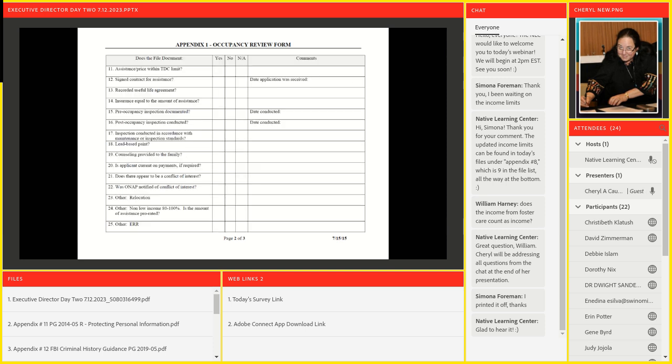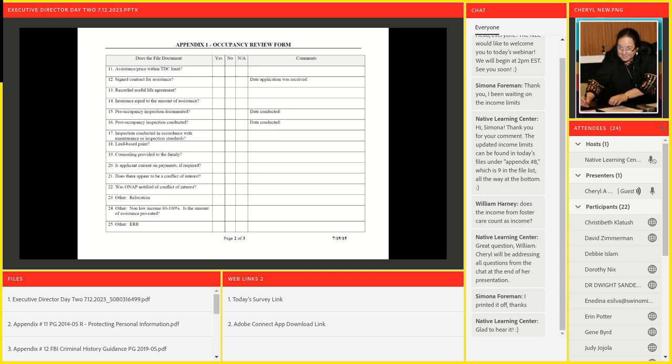Does the file document assistance price? Is it within your total development cost? Do you have a signed contract for assistance? What was the date the application was received? Do you have a recorded useful life agreement? We're going to talk about that tomorrow. Is the insurance equal to the amount of assistance? Remember I told you about those insurance requirements?